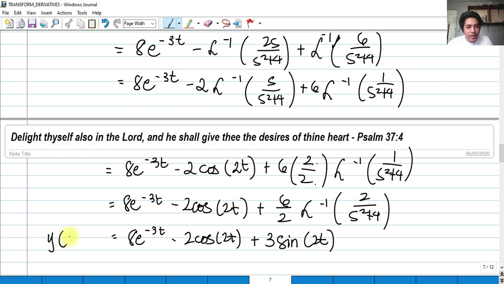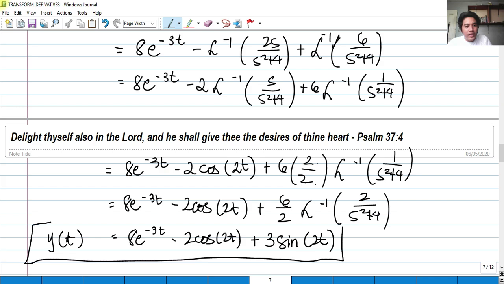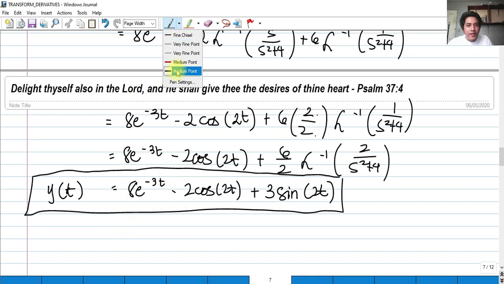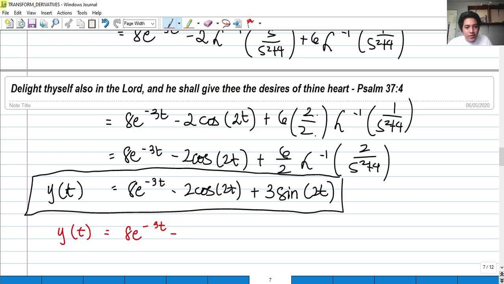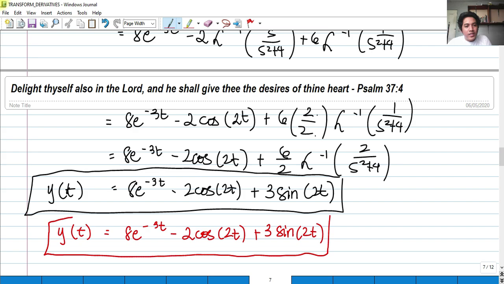Hence, our y of t, or our solution for that differential equation, is given by this. Let me just rewrite it in red. So we have y of t is equal to 8 e raised to negative 3t minus 2 cosine of 2t plus 3 sine of 2t. Hence, we have already solved the given differential equation with initial value using the Laplace transform of the derivative.